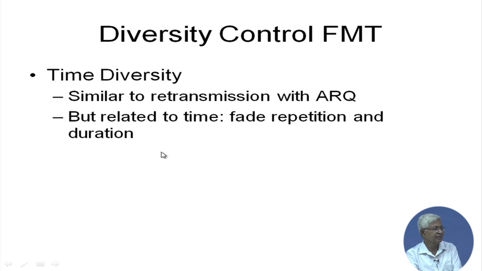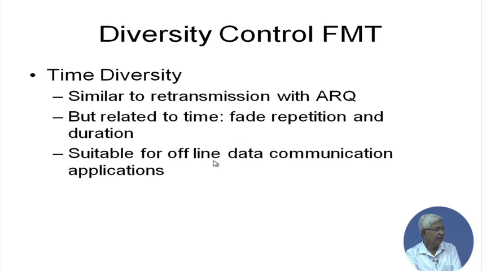If you recollect that particular slide where the fade threshold is shown, and different fade events and non-fade events are shown, based on these things the duration for which the transmission is not going on has to be estimated. So mostly it's offline communication, like email. When you do email communication, then this is quite suitable. That's what is listed: suitable for offline data communication applications.